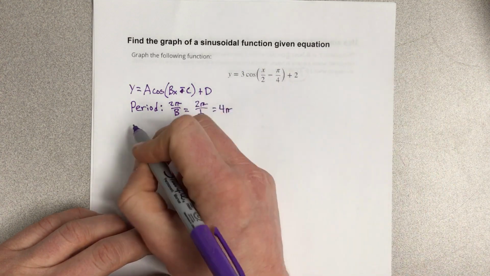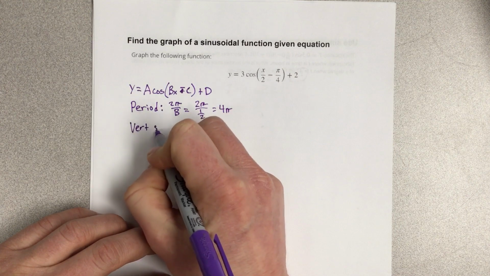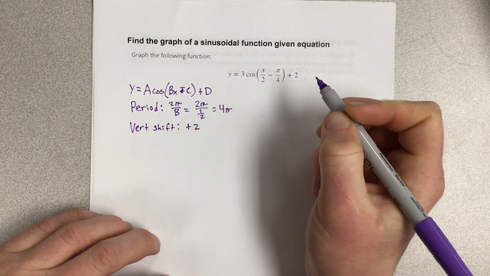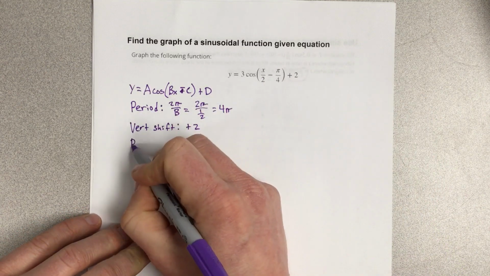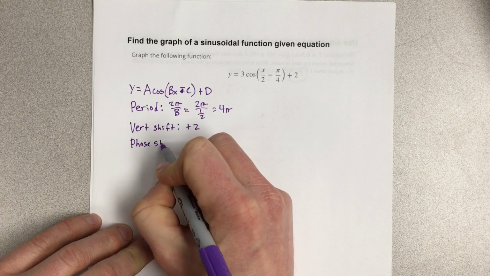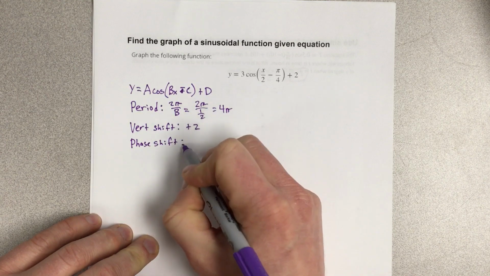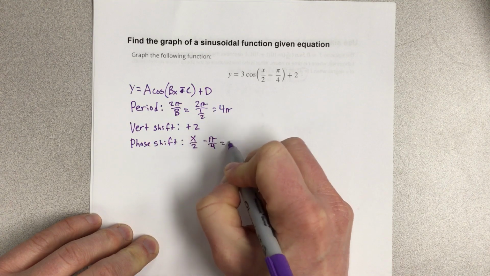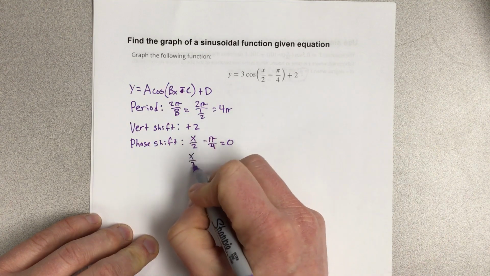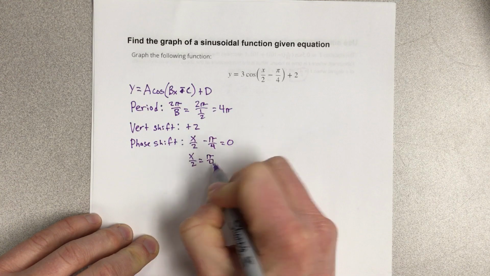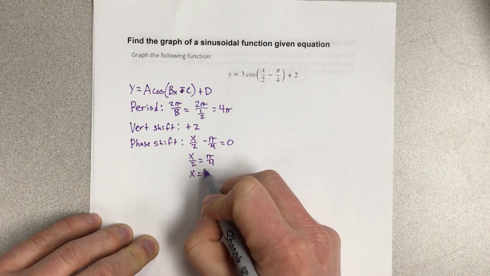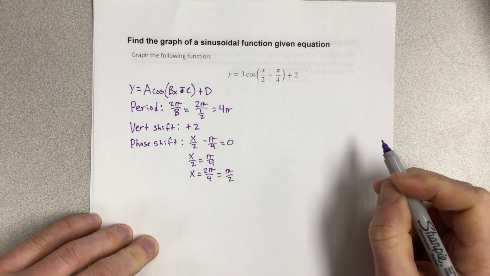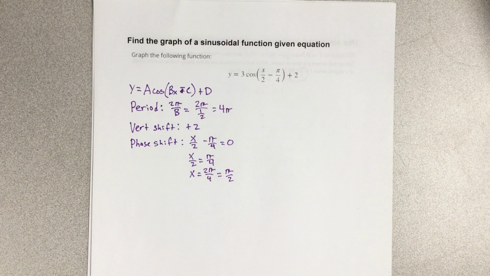We have a vertical shift, so I need to write that down, vertical shift of plus 2. Our phase shift we can find by setting x over 2 minus pi over 4 equal to 0 and solving. So that's x over 2 equal to pi over 4. When you multiply by 2, you end up with x equals 2 pi over 4, which is pi over 2. So we have our phase shift to the right of pi over 2.